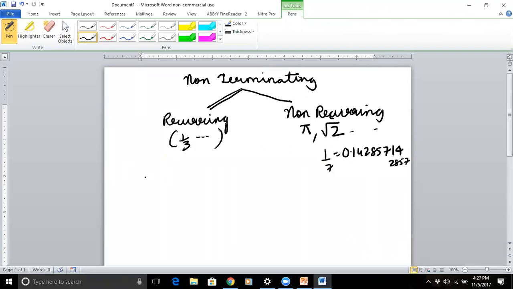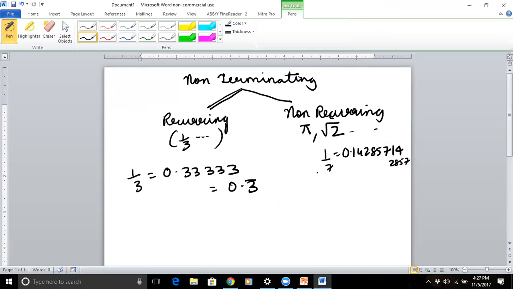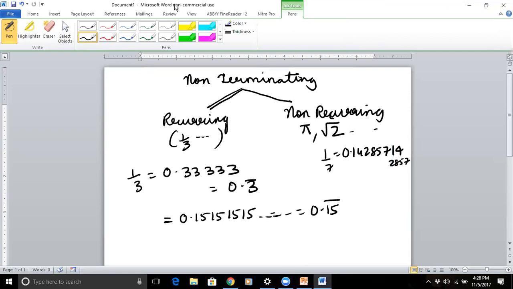The reason you gave me 1 by 3 as an example of a recurring decimal is because when I convert 1 by 3 into a decimal, I get 0.33333, which can be represented as 0.3 bar, the bar on the digit which repeats. Now if I give you the recurring number 0.15151515, that's 0.15 bar, and ask you to convert it into a fraction, what would be the fractional equivalent of 0.15 bar? Anybody?